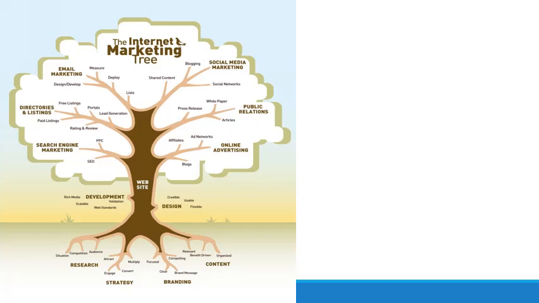So on this slide, we're looking at the internet marketing tree. So you can see by having a website, most companies today have a website. If they don't, I don't really know what they're thinking, because you can make them for free. So when you talk about your website, you'll notice the roots of this are the research, strategy, branding, and content. And then you'll notice all the different branches out into social media marketing, public relations, advertising, and all of these different things.